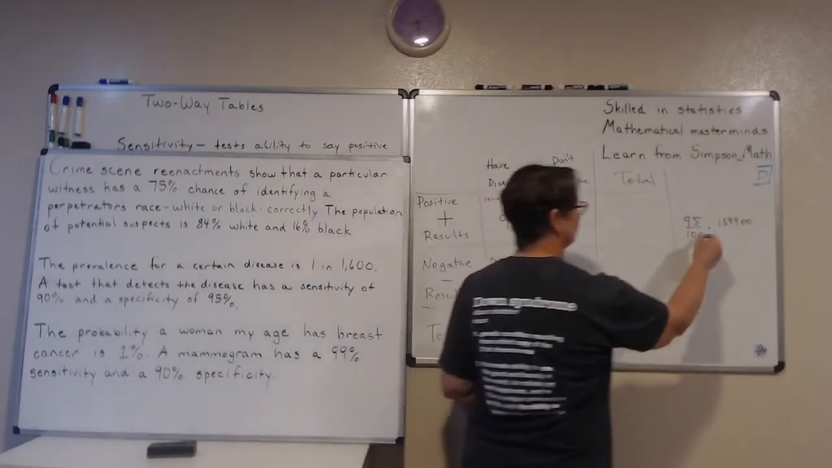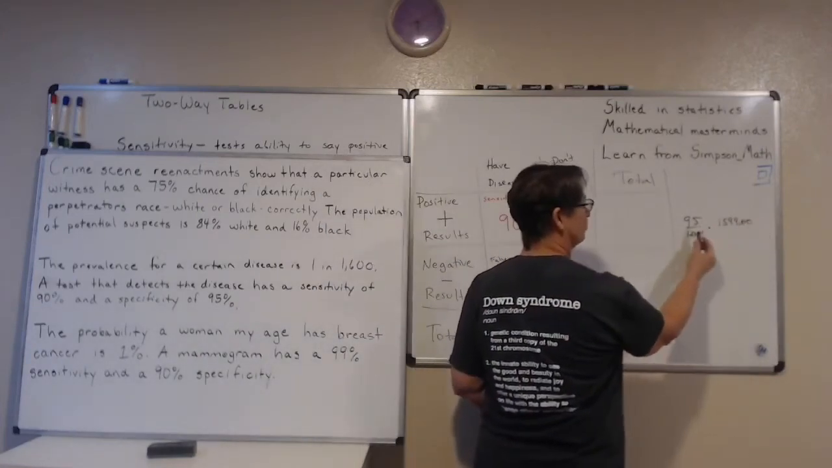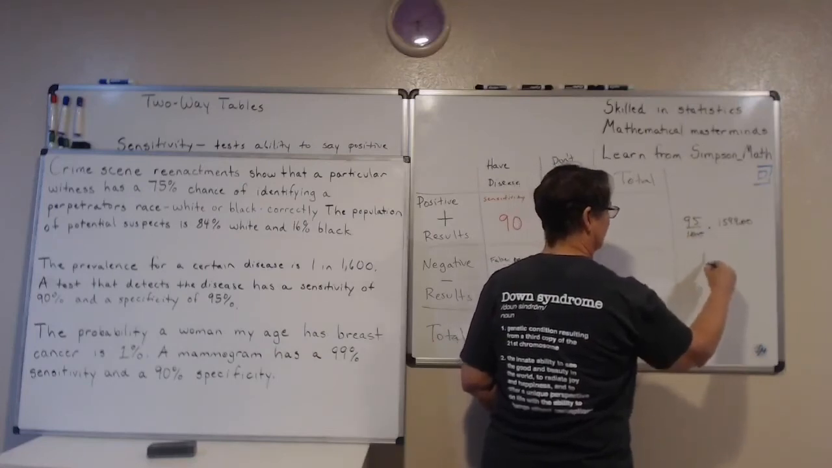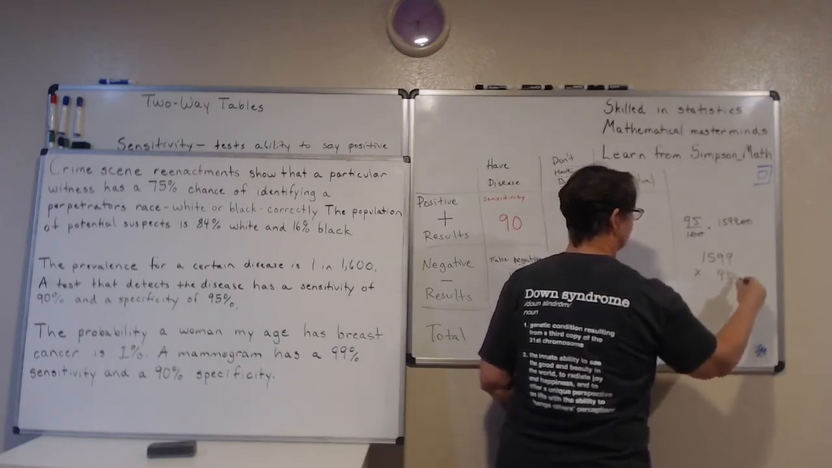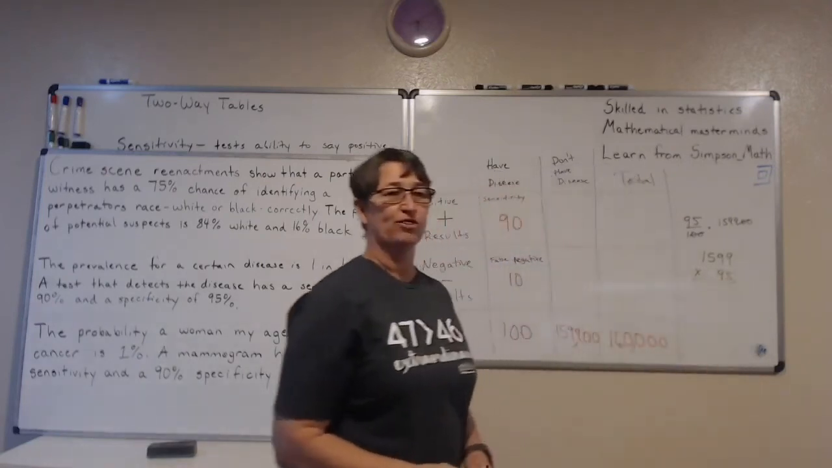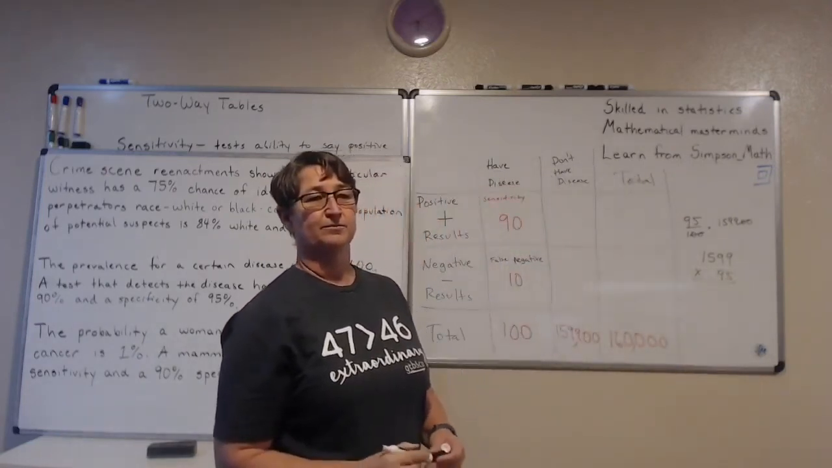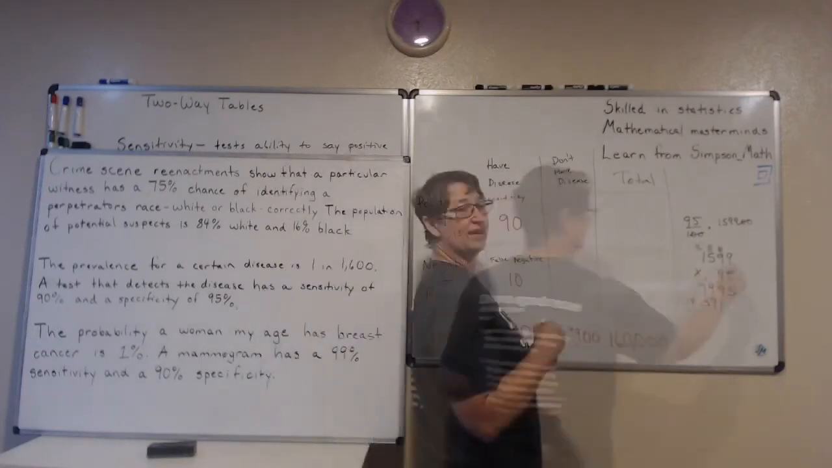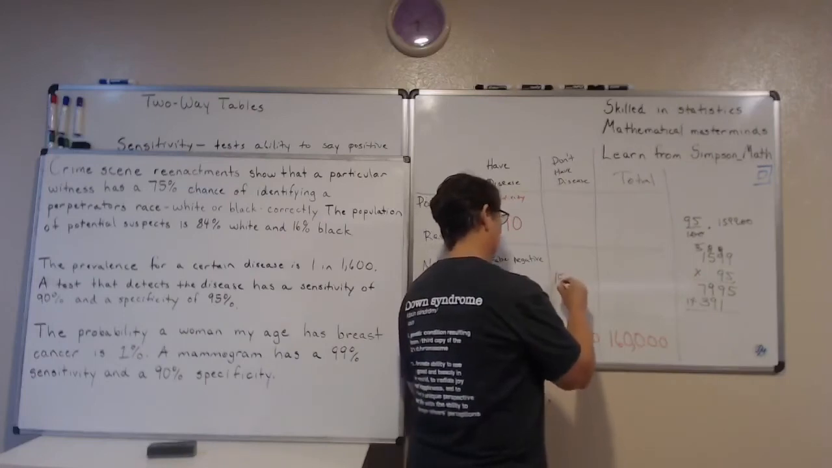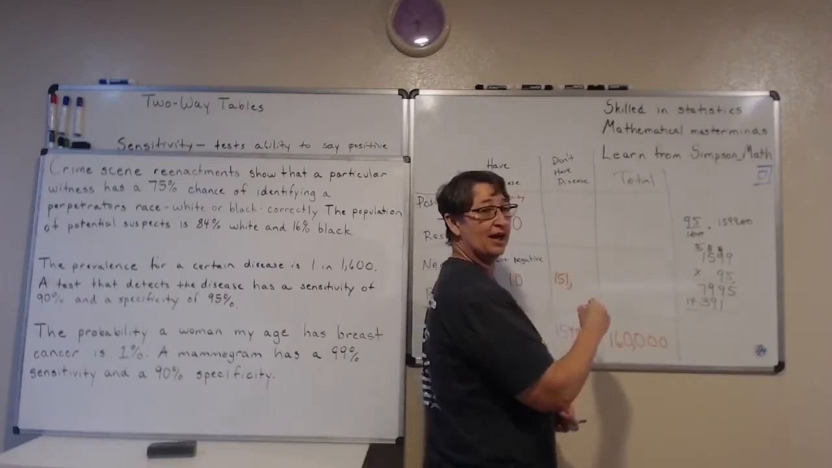Well, these zeros go away, those zeros go away, so I'm doing 95 times 1599. That one's not quite as much fun, but at least I'm not dealing with decimals along with it. So I'll do this multiplication. It is 151,905.